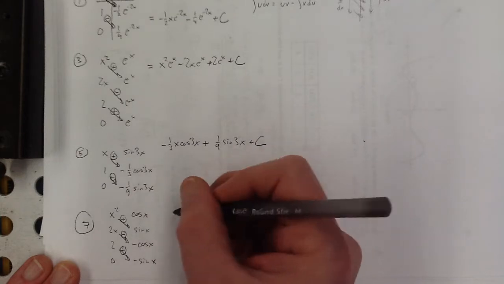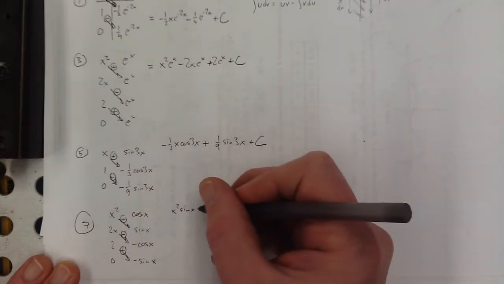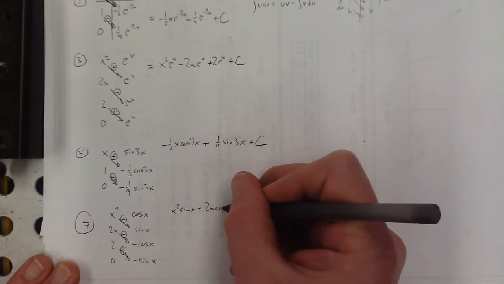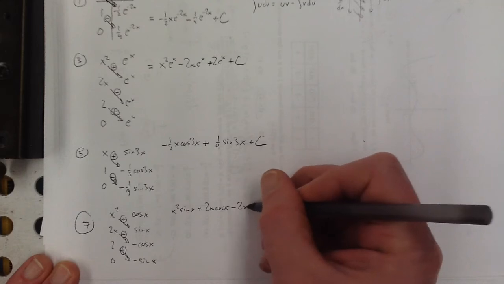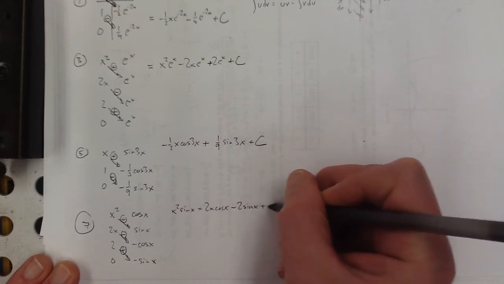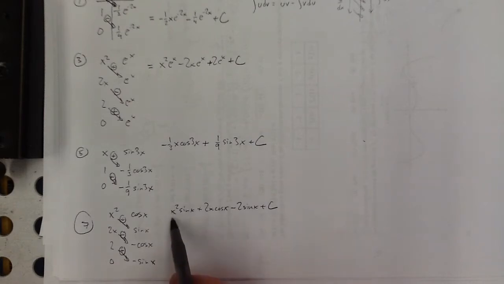Okay, so I got x squared sine x plus 2x cosine x minus 2 sine x plus c. Right? If you're looking at this and saying, wait, hold on a second, you're telling me that this is the antiderivative of, what was the original, x squared cosine x?